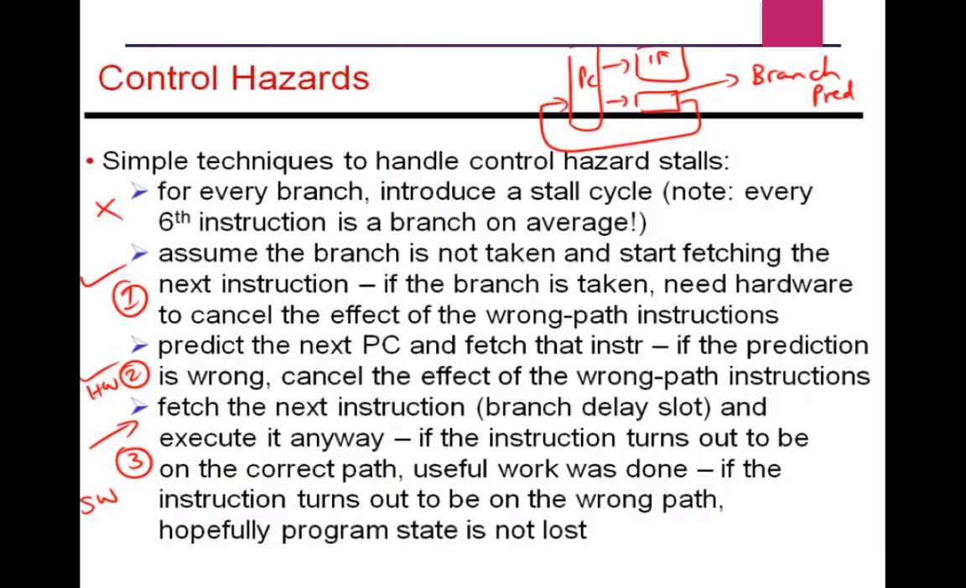Before that, you should know that the second instruction is fetched and tries to execute, so we have to stop it. That's why we need software, which is very important. If the prediction is wrong, cancel the effect of the wrong path instruction, and fetch the next instruction. The branch delay slot instruction is executed anyway. If it turns out to be on the correct path, useful work was done. If it turns out to be on the wrong path, hopefully program state is not lost.